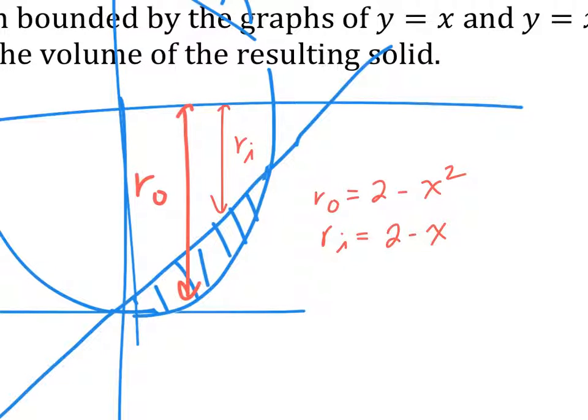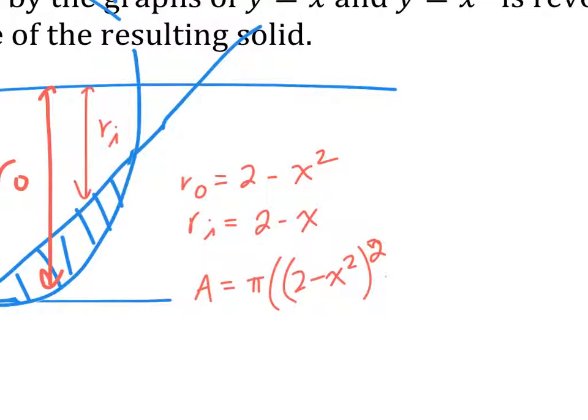Are you guys good? Okay, so then area is equal to pi, and then this is going to be a little complicated because it's so much longer. 2 minus x squared, squared. Shouldn't we be using y? Great question. We are revolving around y equals 2. Right, it's parallel to the x-axis. Okay, minus 2 minus x squared.